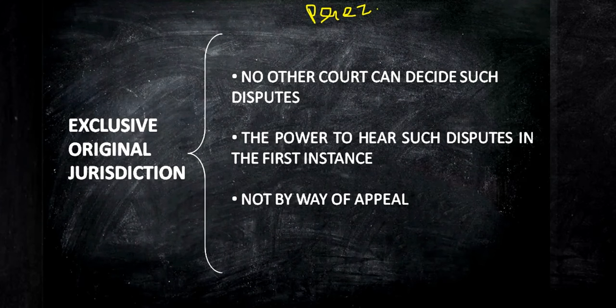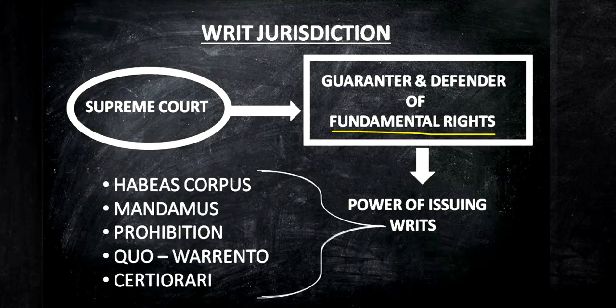Now the next power of the Supreme Court is writ jurisdiction. Now what do you mean by writ jurisdiction? See, as I have earlier mentioned in the functions of the Supreme Court, the Supreme Court is the guarantor or the defender of fundamental rights. And I have also explained to you how the Supreme Court protects or defends or guarantees the fundamental rights to the citizens by issuing writs. Is it clear? By issuing writs.